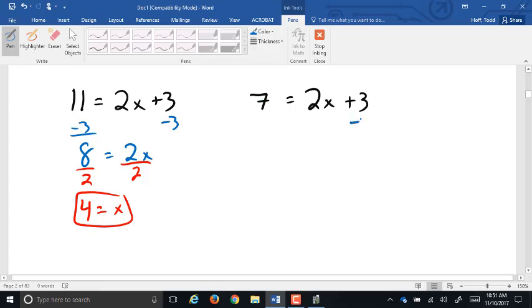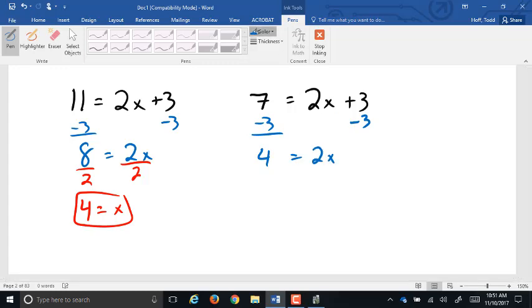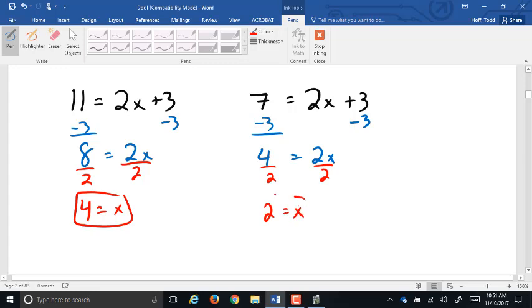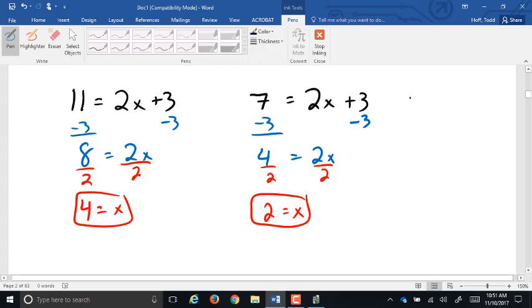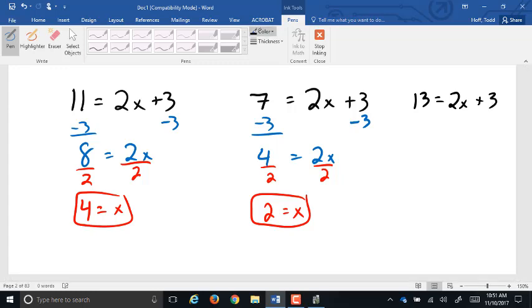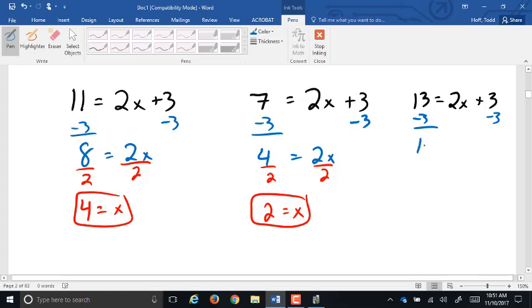We would subtract 3 and divide by 2. In this case, of course, 2 equals x. And we can keep going. There are literally an infinite number of equations that could be solved by doing those exact same steps, subtracting 3 and dividing by 2. It's what we call a family of equations.